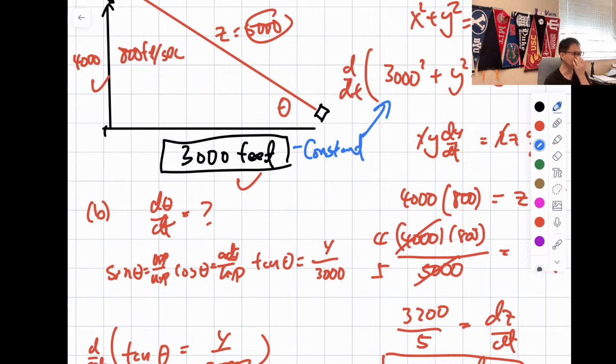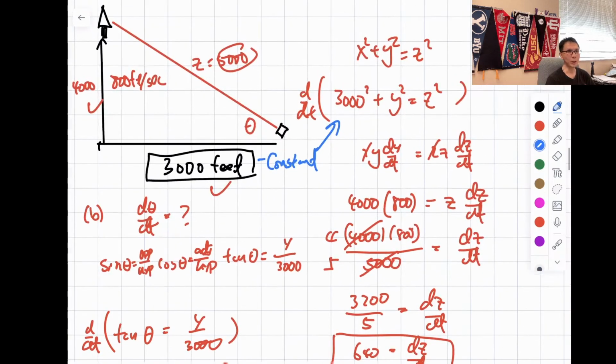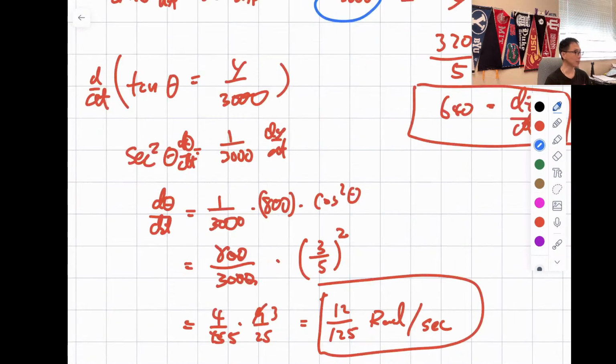But it seems like you approach it the same way. The only way that when you do that is more risky. Why secant? If you use secant, then the problem is you depend on dz dt. And if your dz dt is wrong... I choose constant on the bottom. How come you didn't use 3,000 over 5,000? It doesn't matter. I can simplify that 3,000 and 5,000 to get 3 over 5 squared, and then you will eventually get 12 over 125 radian per second.